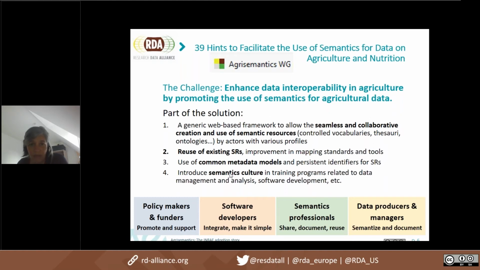We also need metadata models or profiles to describe these semantic resources that have some particular features. And more generally, we need to introduce semantic culture in the training programs. This is only 4 very high level recommendations, but there are 39 in total, and they are addressed to different kinds of stakeholders: policymakers and funders, software developers, semantic professionals, and data producers and managers who are the users of the semantic resources.